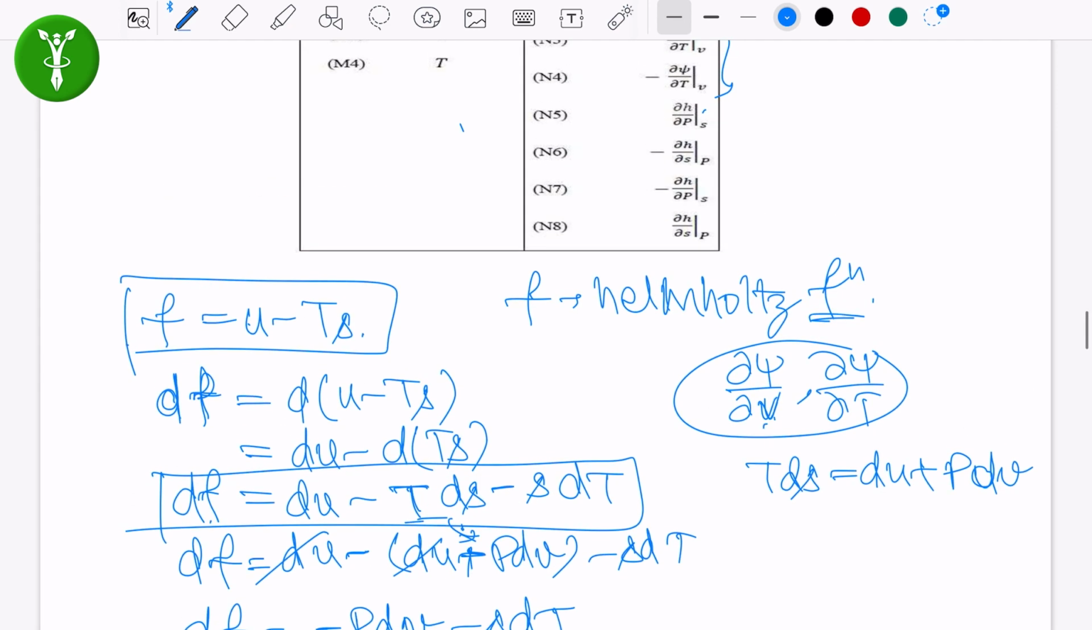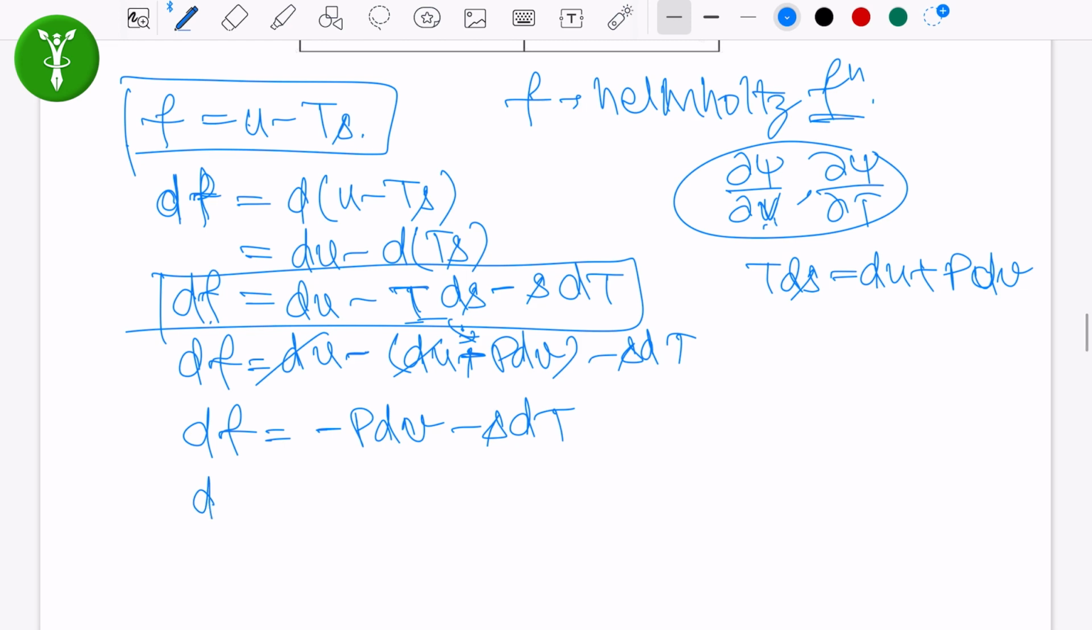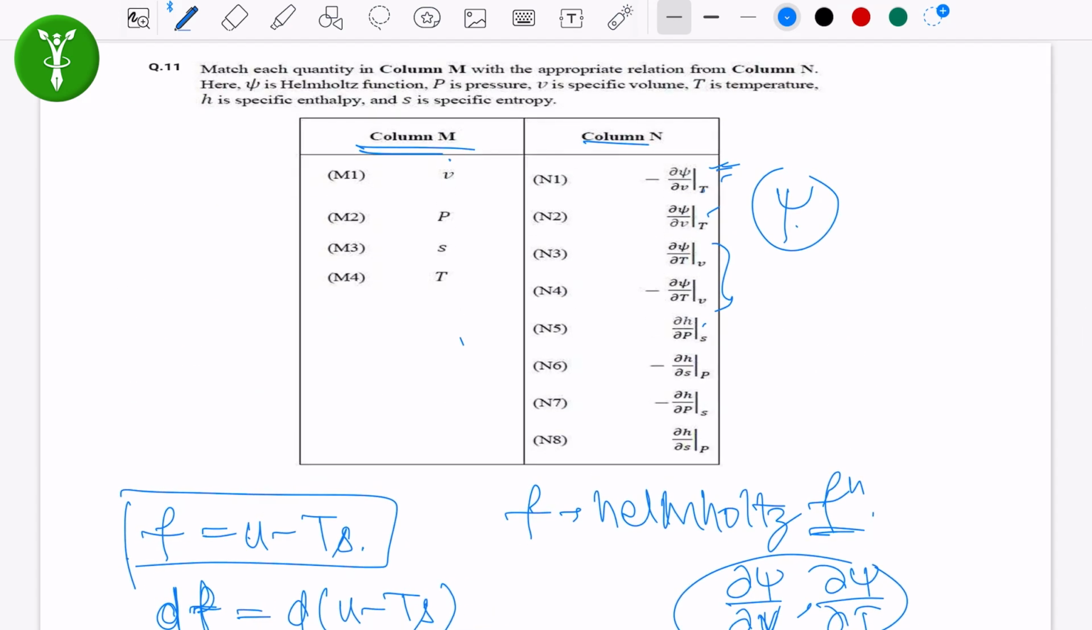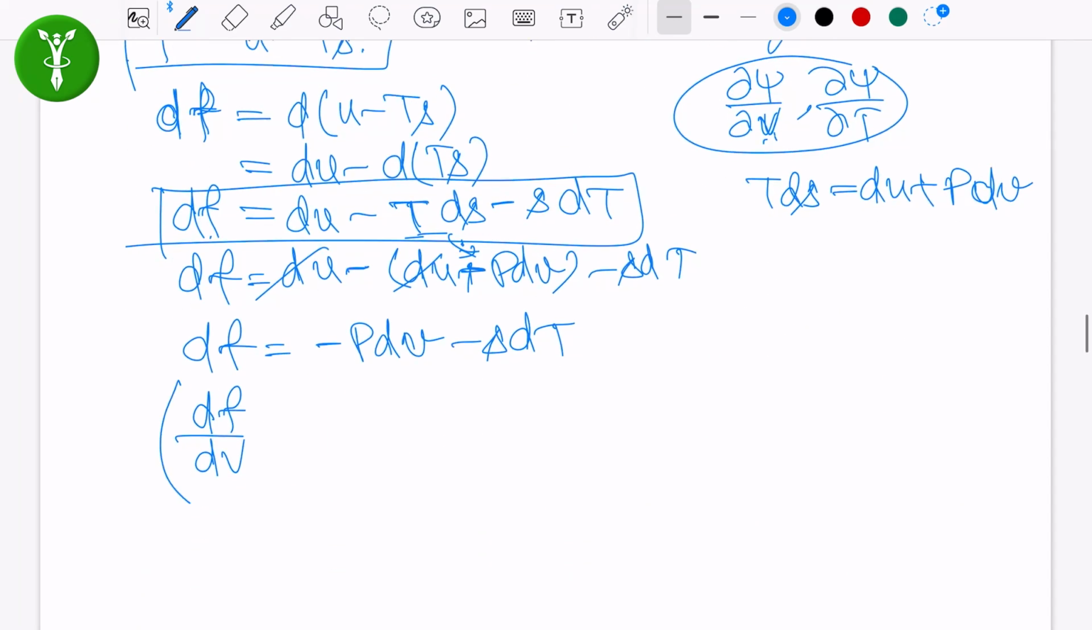So del F by del V. Del F by del V at constant temperature, this we have to find. So at constant temperature what will it become? dF by dV, this will be 0, right?